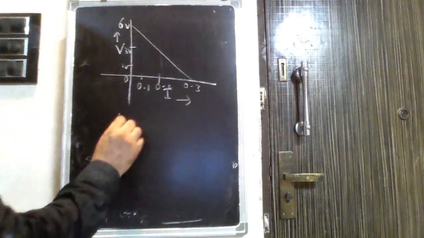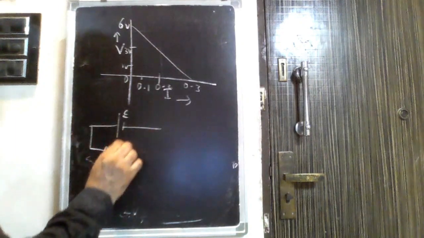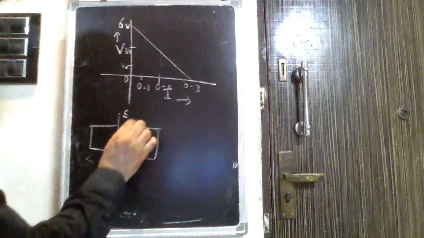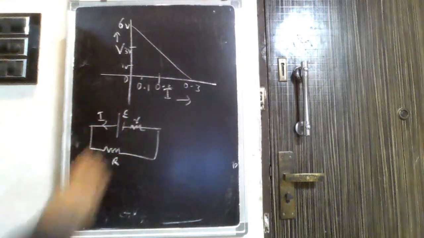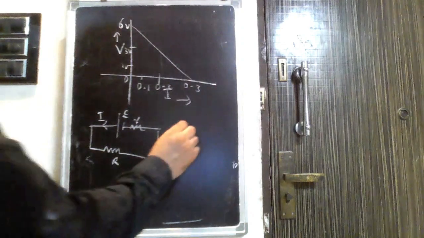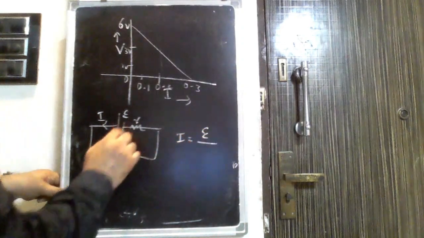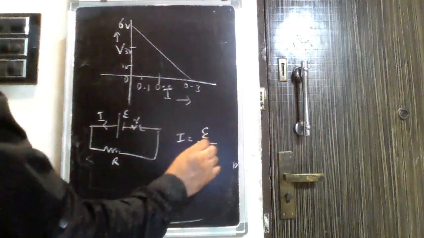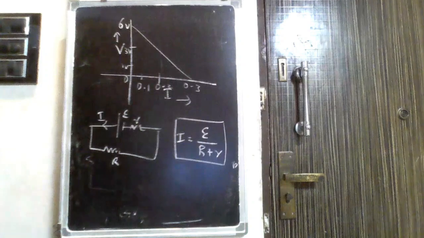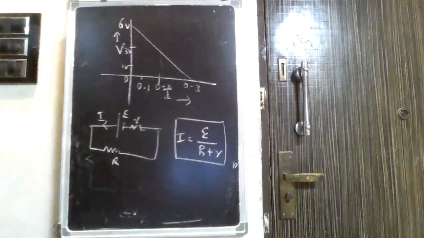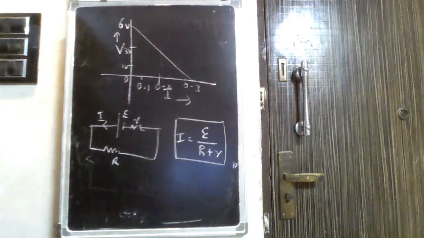So we have a cell of EMF E. There's a resistance R connected here. It's got its own internal resistance, small r. So current flows in this direction. So current I equals V by R, so I is going to be E by R. These two are in series now, so R plus r. So the current in the circuit will be I equals E by R plus r. So there's a current flowing now, and I've plotted a graph. What's the EMF of the cell?